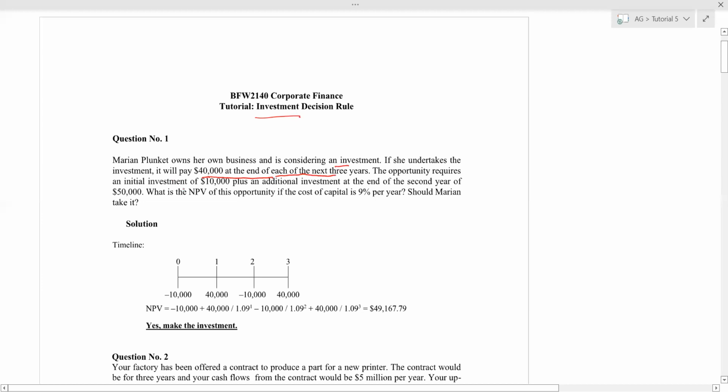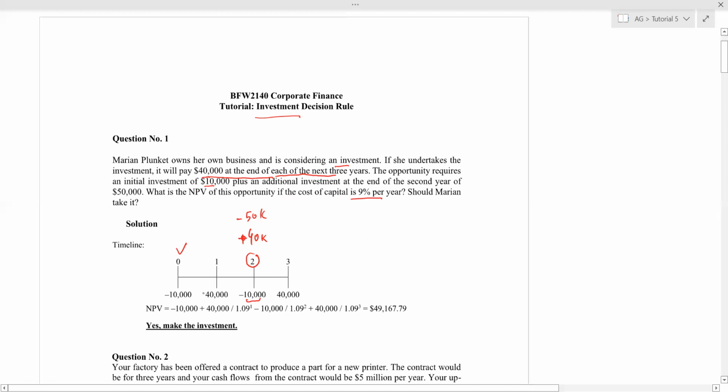The opportunity requires an initial investment of 10,000 in the start, plus an additional investment at the end of the second year of 50,000. So it means in the end of the second year, they had 40,000 inflow. But then they will also make an outflow of 50,000. So that is why the difference you can see is negative 10,000. So what is the NPV of this opportunity if the cost of capital is 9% per year? Should Marian take it? Okay, so this is a very simple case of NPV.